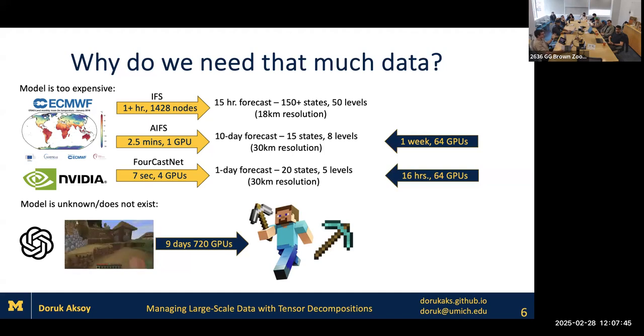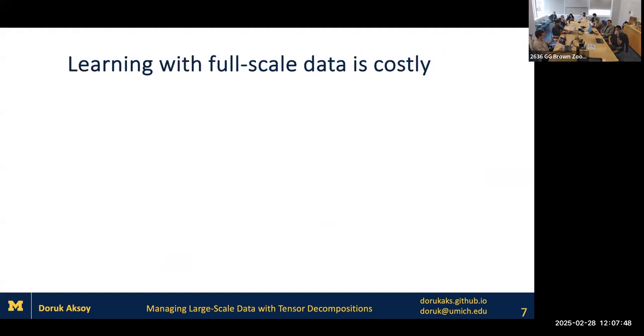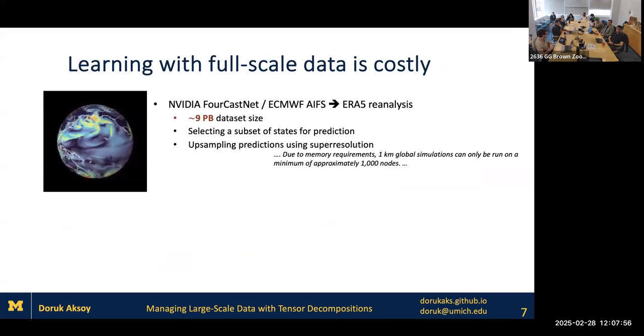So this provides a perspective on why we need data-driven modeling, but it also shows that learning with full-scale data is a costly endeavor to pursue. If you go back to the climate modeling case, the dataset they are trying to train on is roughly 9 petabytes. And as a remedy, they were using a subset of states for prediction. They are also running their simulations at a lower resolution of the globe, and then upsampling using super resolution techniques such as Fourier neural networks, AFNOs, SFNOs, and all that jazz.